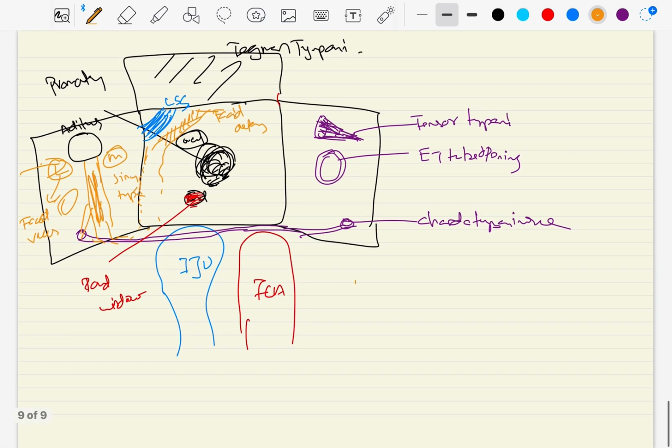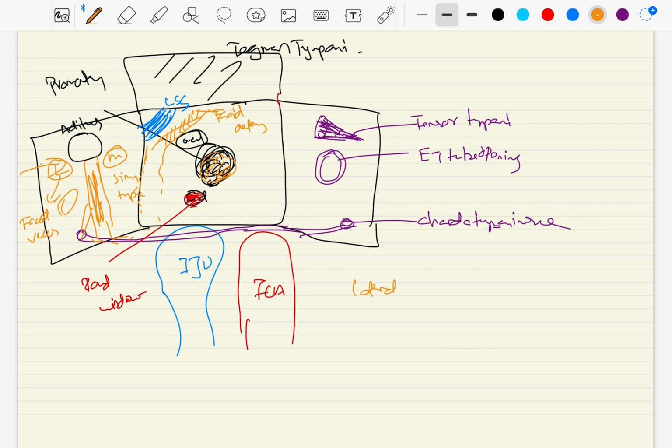This lateral wall, you know, because the tympanic membrane is there. Okay, the tympanic membrane and the malleus. Okay, here is the stapes footplate. Okay, that's it for the middle ear anatomy.